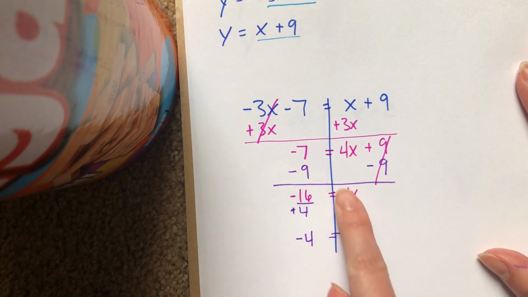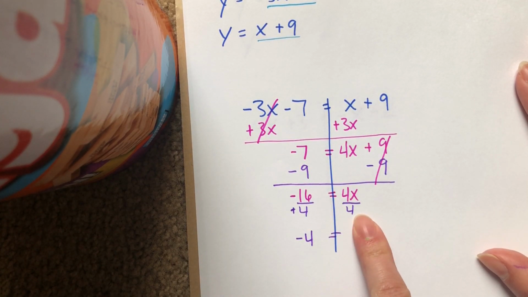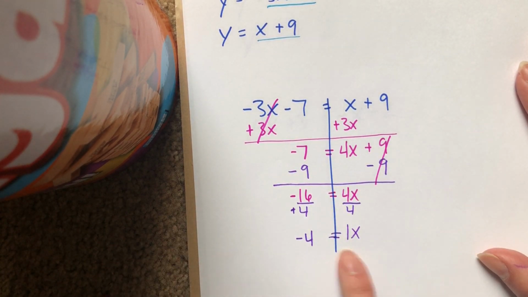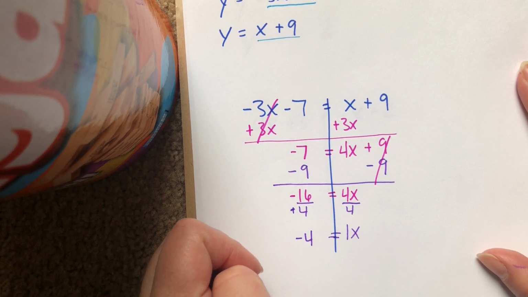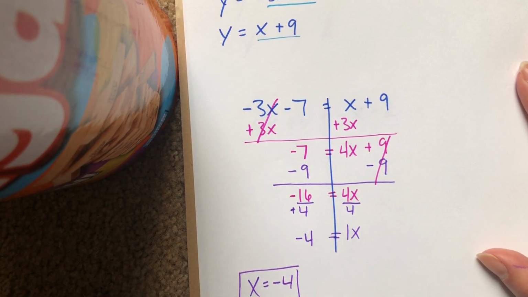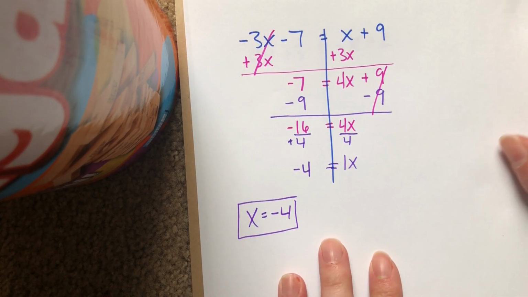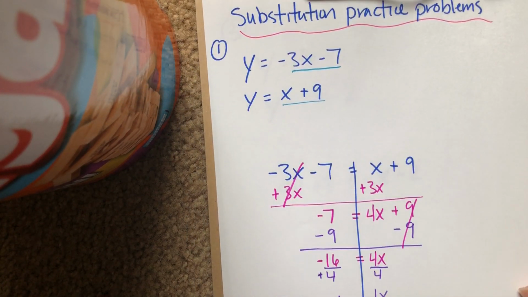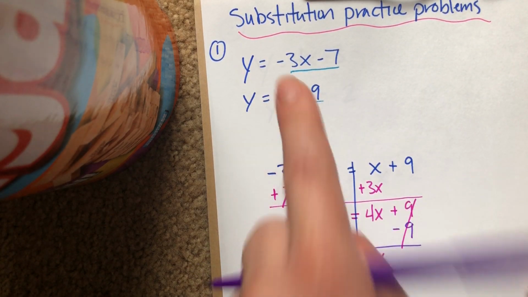And then over here, 4 divided by 4, any number divided by itself is going to be 1. So it's going to be 1x. So x is equal to negative 4. So I have my x variable. Now, you are going to want to take this x and plug it back into one of the equations up here.